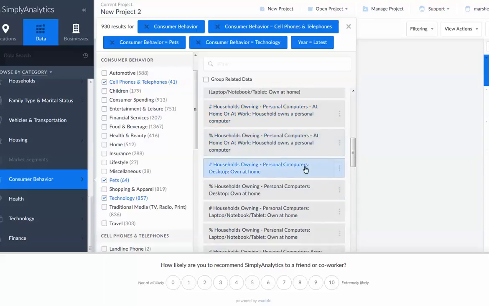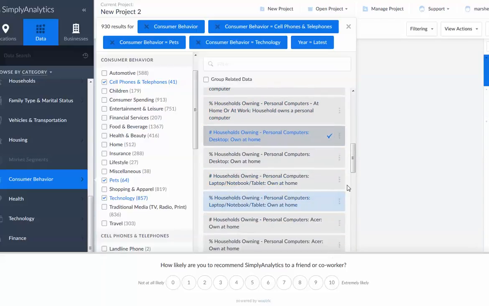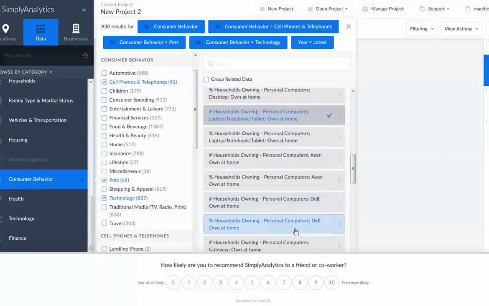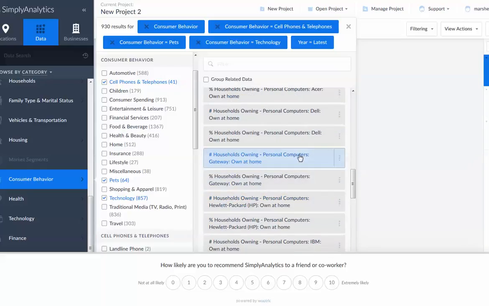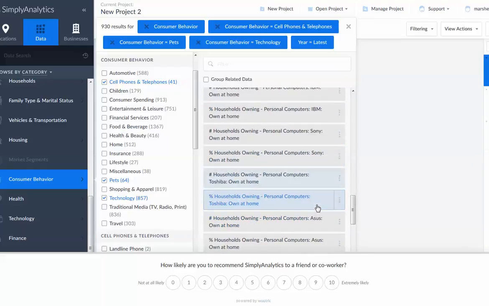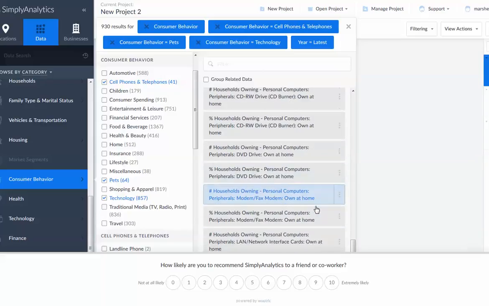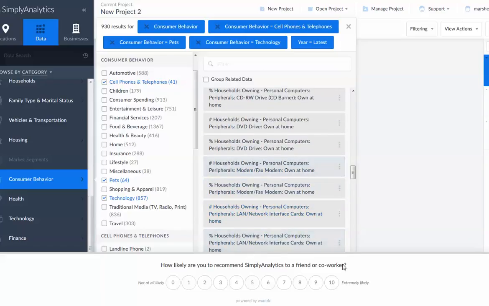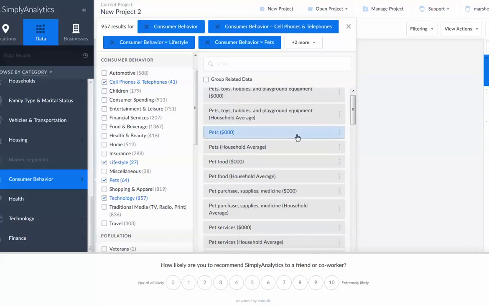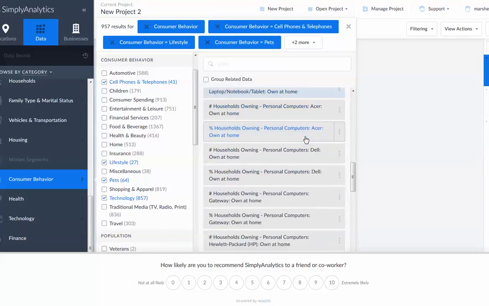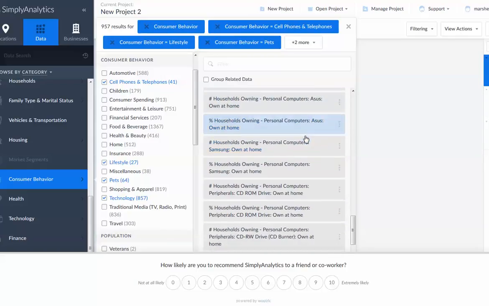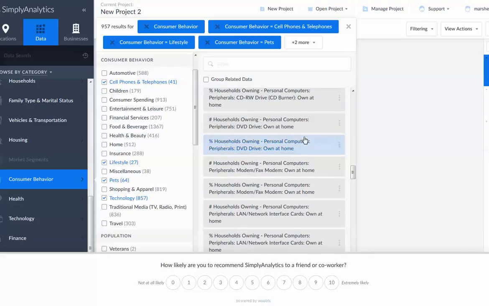So personal computers owned at home. I want to know that, right? Number of tablets owned at home. Again, talking mobile strategy or social media use, right? And this is the different kinds of computers. I don't really need to know that. I don't know if they have a fax. We can look at lifestyle information. And because I'm mushing this all together, I have to figure out where the new lifestyle information is.